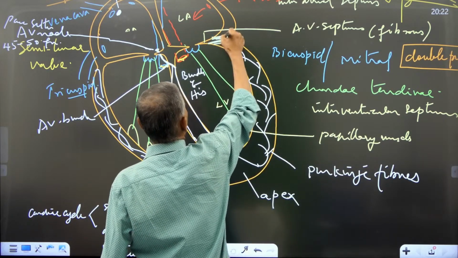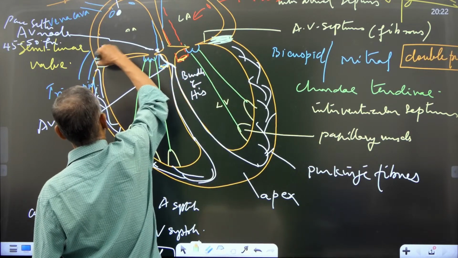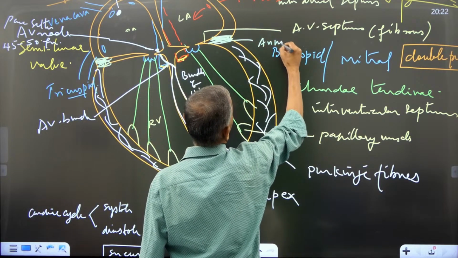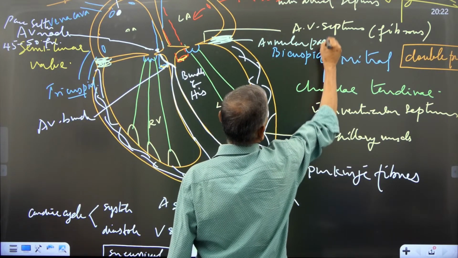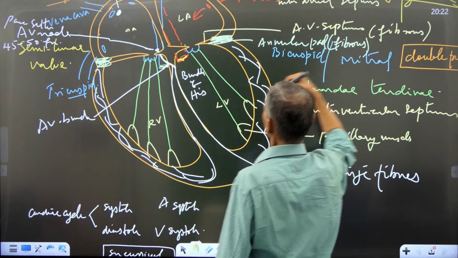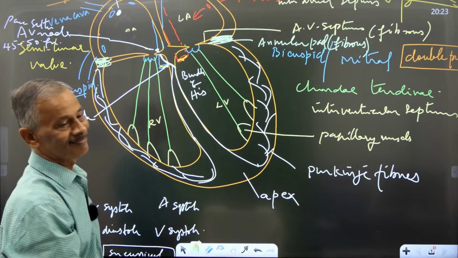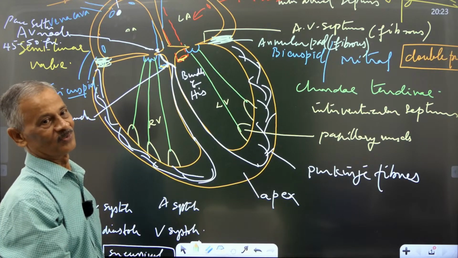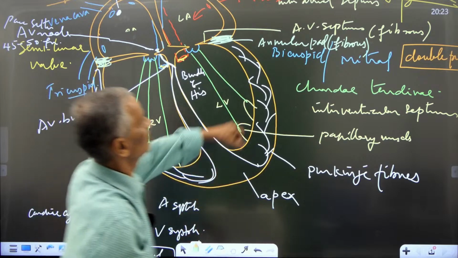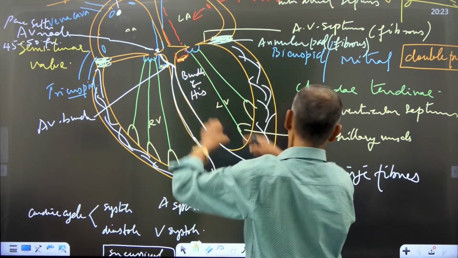Here you are having fibrous tissues. This is called annular pad. Annular pad is made up of connective tissue, fibrous tissue. Remember, this septum is also made up of fibrous tissue. The atrioventricular septum is also made up of fibrous tissue. And this fibrous tissue is forming a ring-like structure.